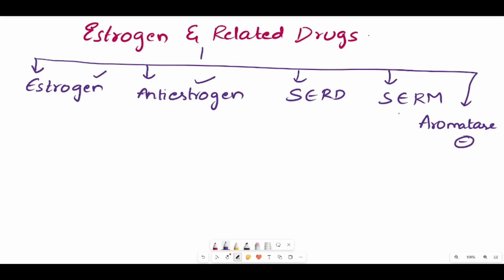So, to remember the names of all these five classifications, just remember one trick, which is SA whole square E, where S means it is SERD and SERM, and A means anti-estrogen and aromatase inhibitors, and E means it is estrogen. Now let's get into each class.